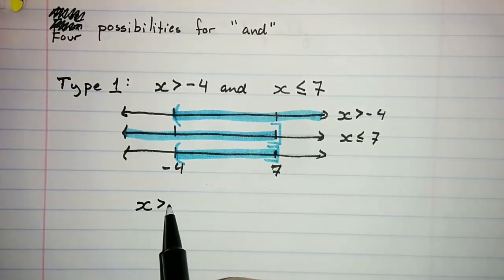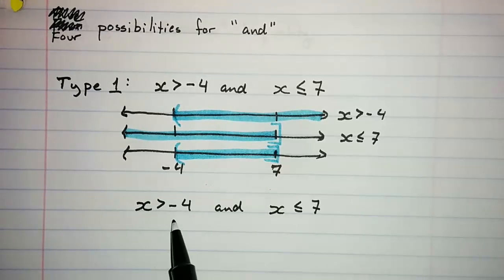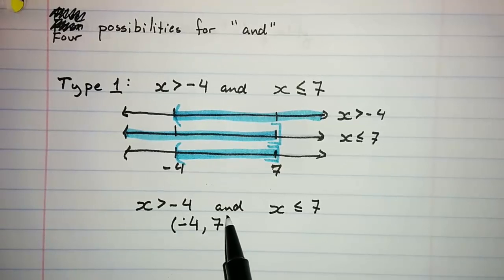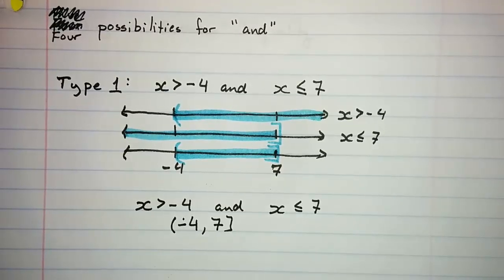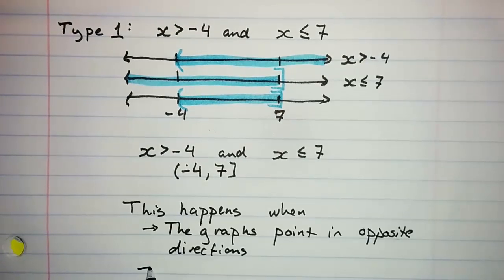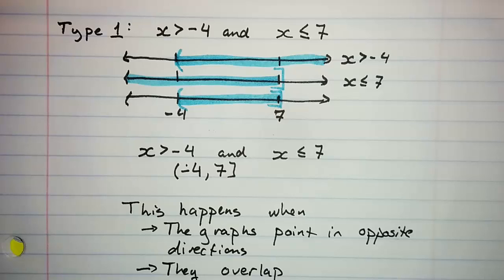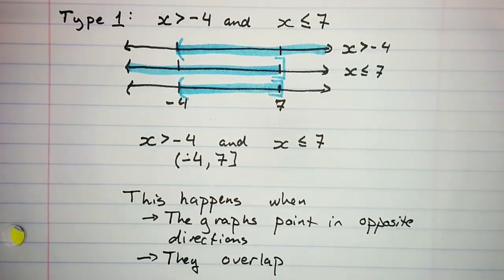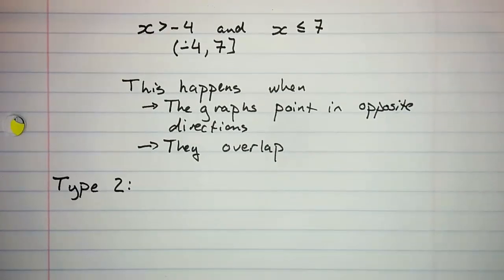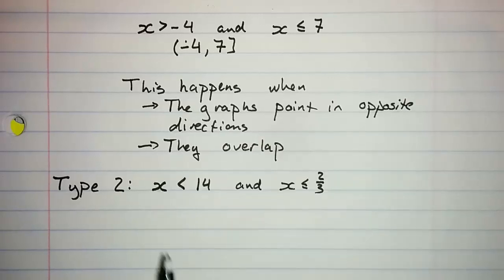We need both inequalities. In interval notation, our interval has numbers at both ends. When does this happen? The graphs point in opposite directions and they overlap. And the place where they overlap then is our interval. So that's type 1.